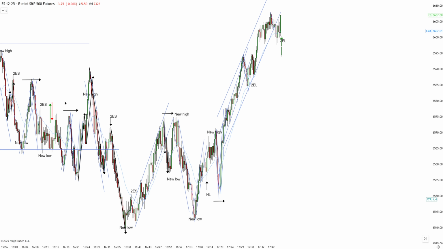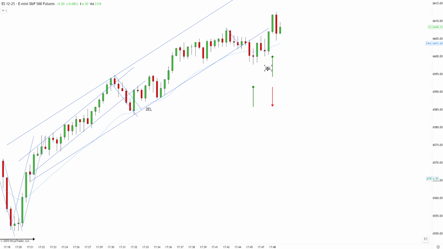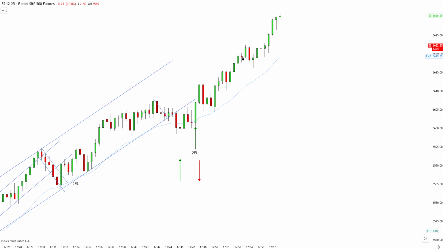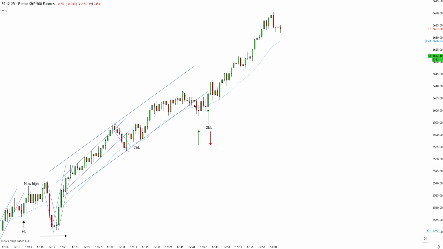Second entry long, you need a new high. It's above EMA. Everything aligns. It's just that you need to use a limit order because the bar is quite big and closed at the top. And the market keeps going higher. And once again, the move looks too seamless. It's uninterrupted. The break can't even push below EMA.